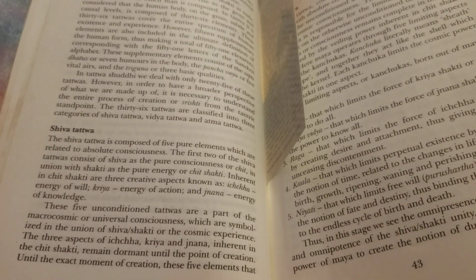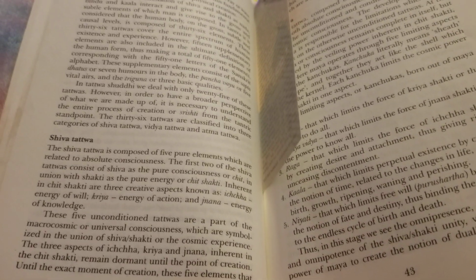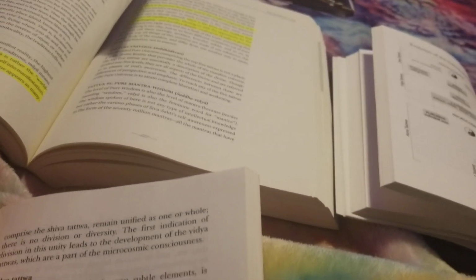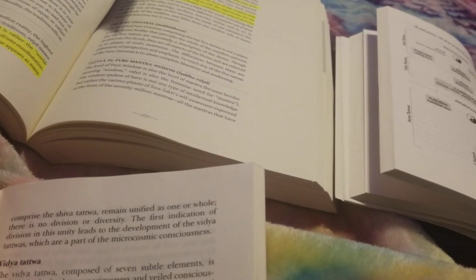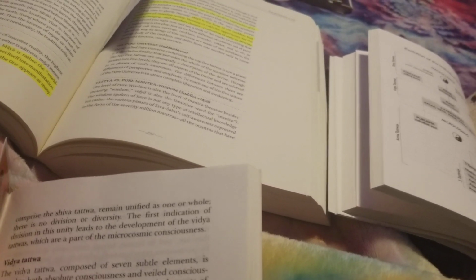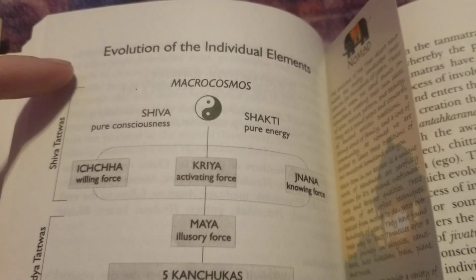The 3 aspects of Icha, Kriyā, Jnana, inherent in the Chit Shakti, remain dormant until the point of creation. Until the exact moment of creation, these 5 elements that comprise the Shiva Tattva remain unified as one whole. There is no division or diversity. The first indication of division in this unity leads to the development of the Vidya Tattvas, which are a part of the microcosmic consciousness. So this top part is what we're talking about.